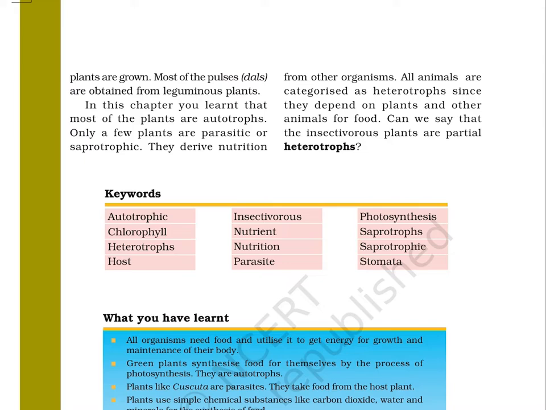Keywords: autotrophic, chlorophyll, heterotrophs, host, insectivorous, nutrient, nutrition, parasite, photosynthesis, saprotrophs, saprotrophic, stomata.